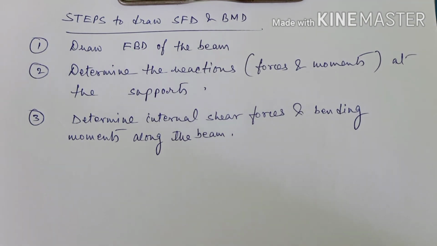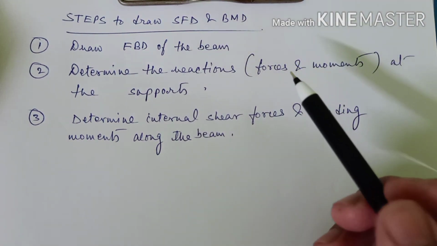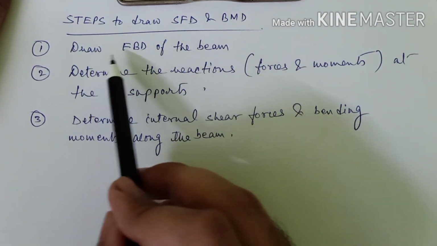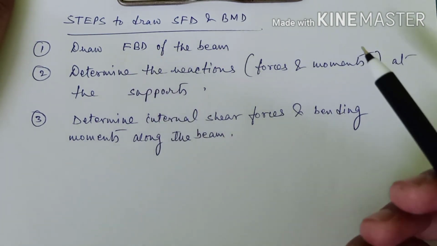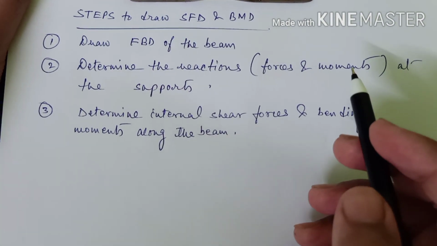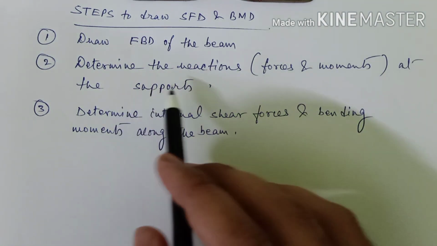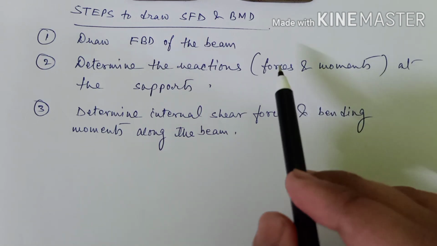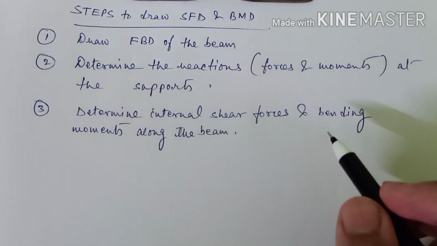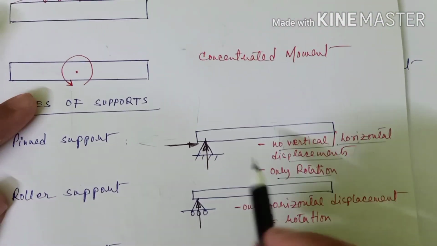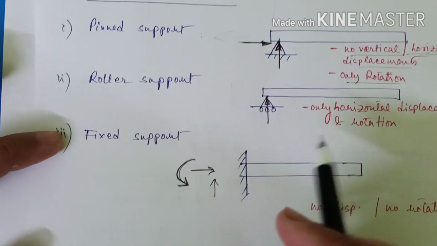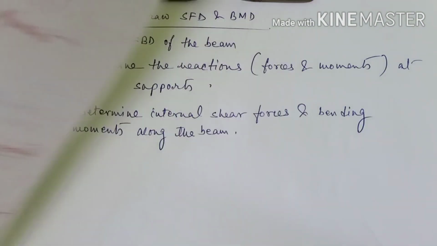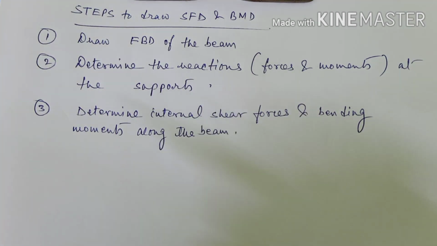So let us now look at the steps to draw the SFD and BMD, that is the shear force diagram and the bending moment diagram. The very first step is to draw the FBD, the free body diagram of the beam. The second step is to determine the reactions. We have already seen on the last page that we can have reaction forces and we can also have reaction moments. If reaction moments or reaction forces are present, we have to determine those reactions. How can we do that?